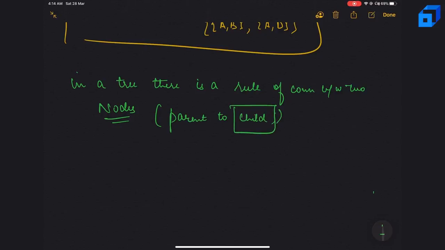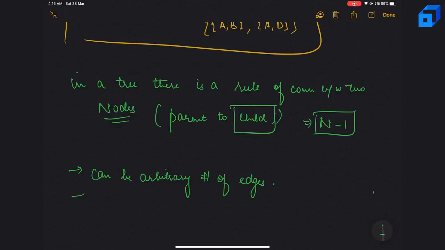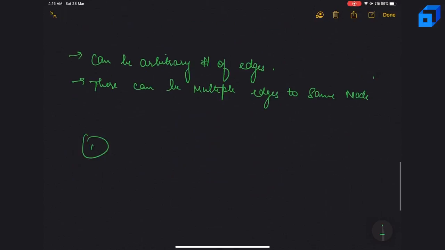So, what is the total number of edges in the tree? Yes, it is equal to n minus 1, where n is the number of nodes of the tree. There is no such rule in a graph. In a graph, there can be an arbitrary number of edges. There can be multiple edges to the same node. For example, let us draw another graph. In this graph, we see that there are three edges.